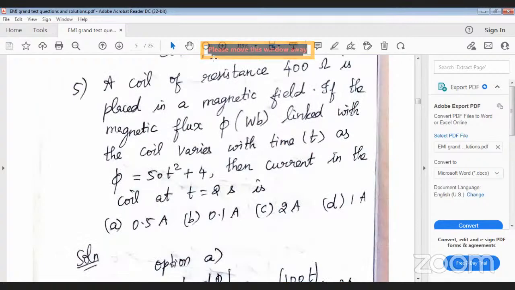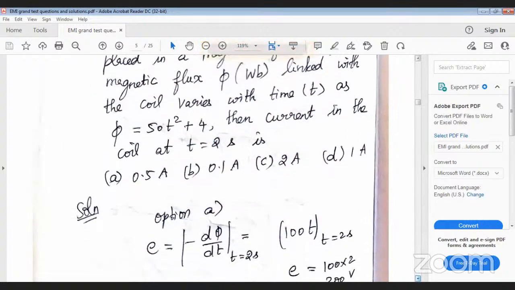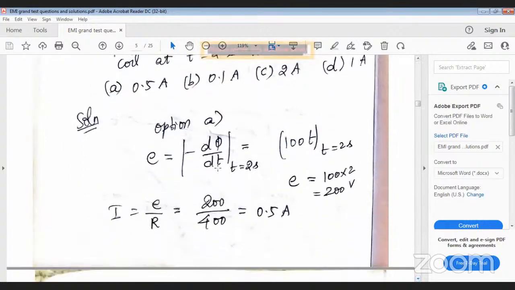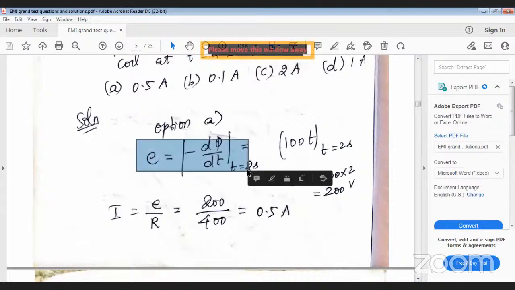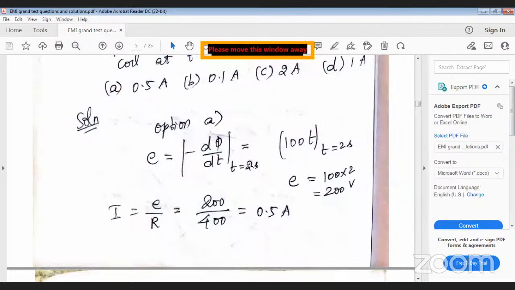So they have given you resistance and magnetic flux. So what is the formula? I equal to E by R. That is the formula you need to use. For finding the EMF, you need to use minus d phi by dt. So we need to find out the EMF value at t equal to 2 seconds.